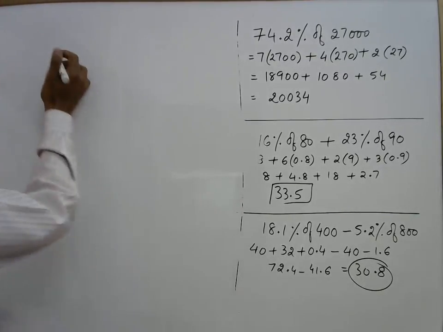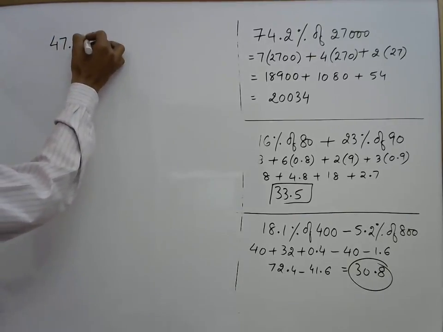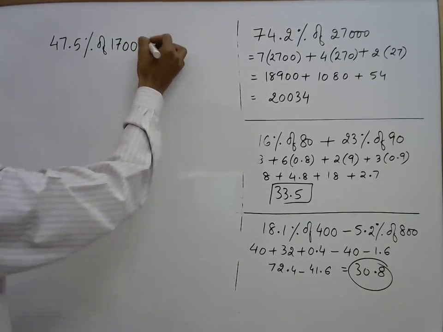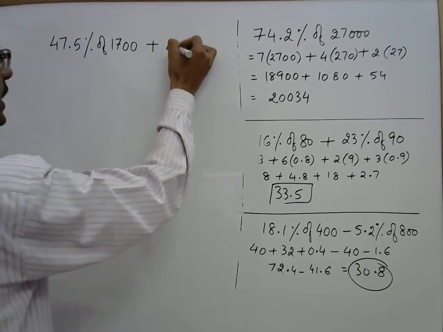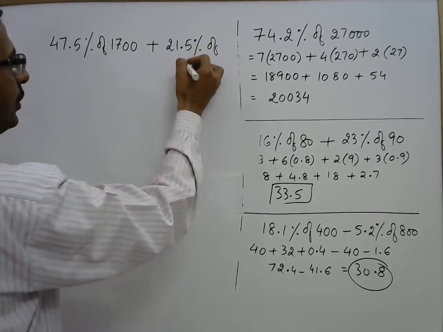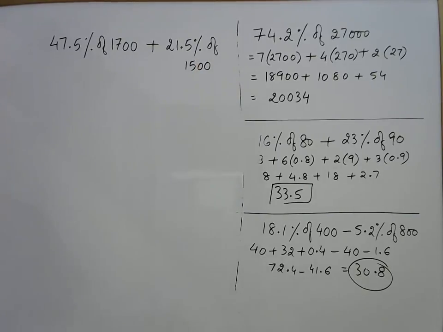Okay, this is 47.5% of 1700 plus 21.5% of 1500. Okay, let's have this one. 47.5% of 1700 added to 21.5% of 1500. Speed is what I am looking for.